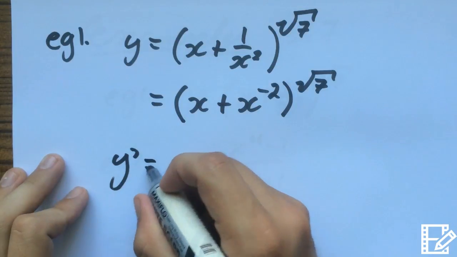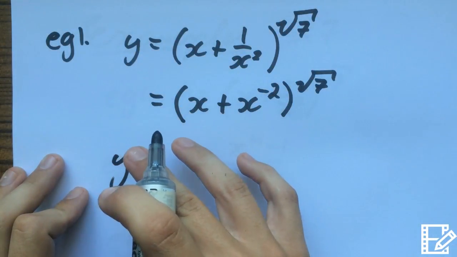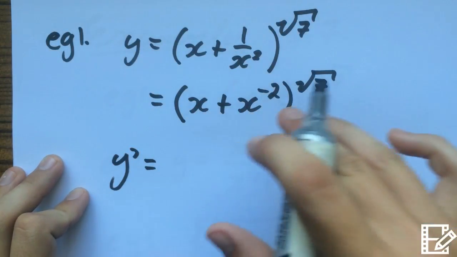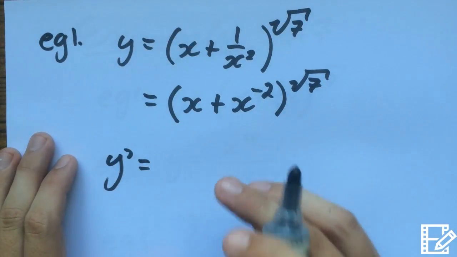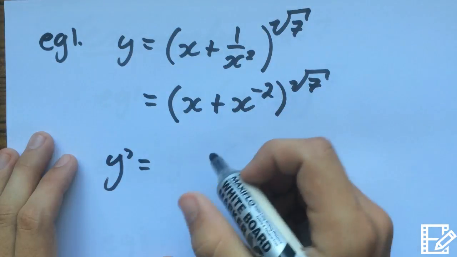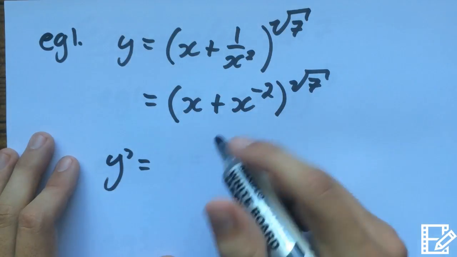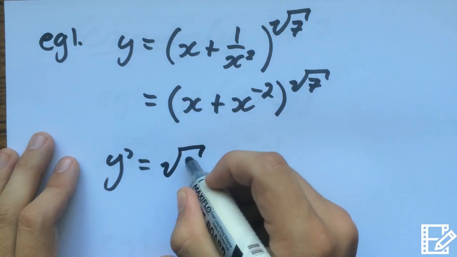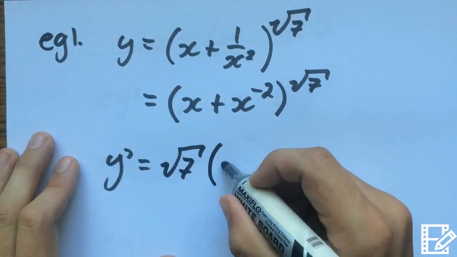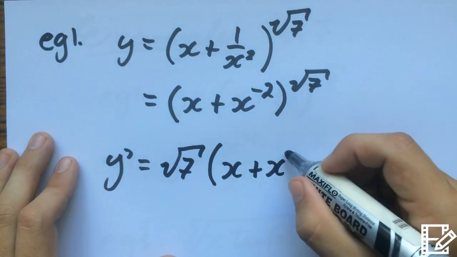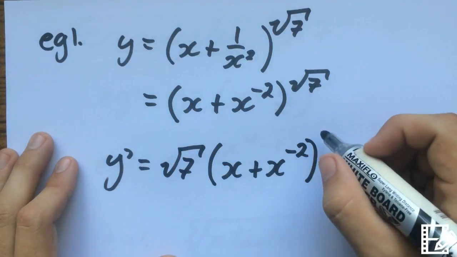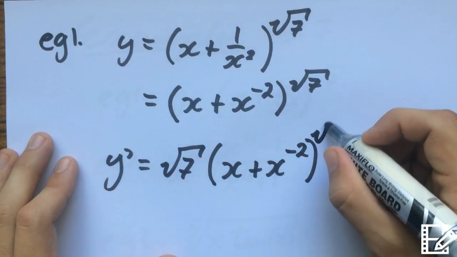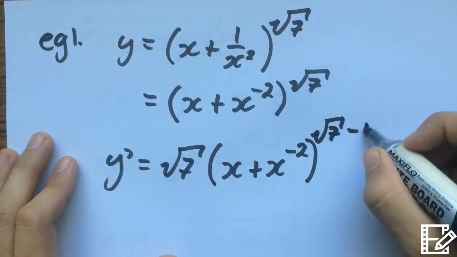When you do the chain rule, you do the derivative of the outside and leave the inside the same, and then multiply that by the derivative of the inside. Now what I'm going to do is do that. So the derivative of the outside would be bring the square root of 7 down, leave the inside the same, and then multiply to the power, take 1 off the power. So I'm going to have square root of 7 minus 1.